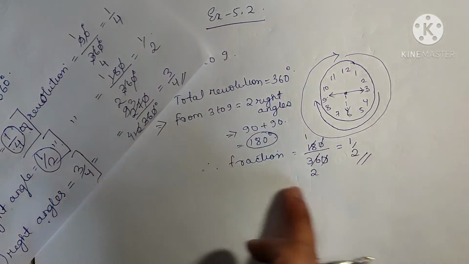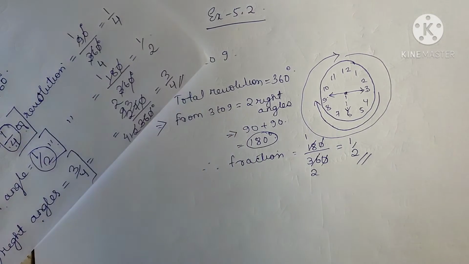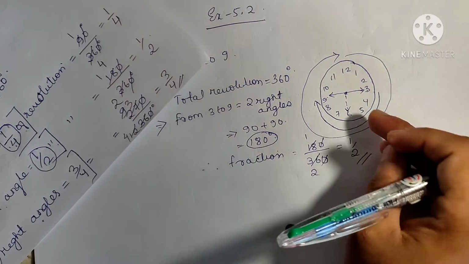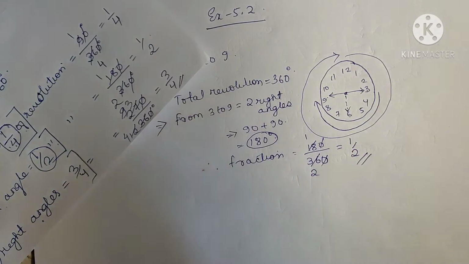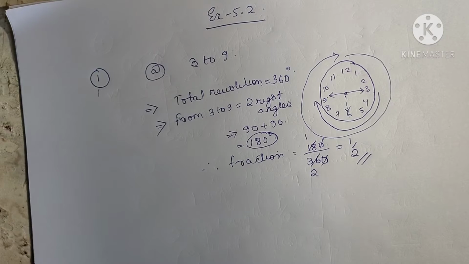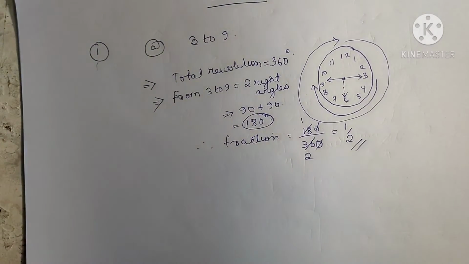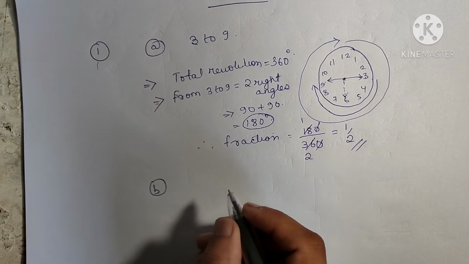Okay, this is a long process to solve, but if you already know how we are getting it, then directly you can write we are having 2 right angles, which is equal to 1 by 2. Okay, very simple. To make you more clear, I am drawing the clock. Okay, next, number B, 4 to 7.